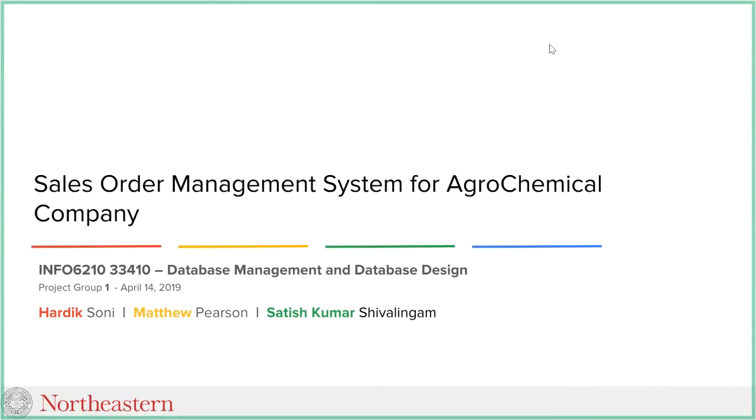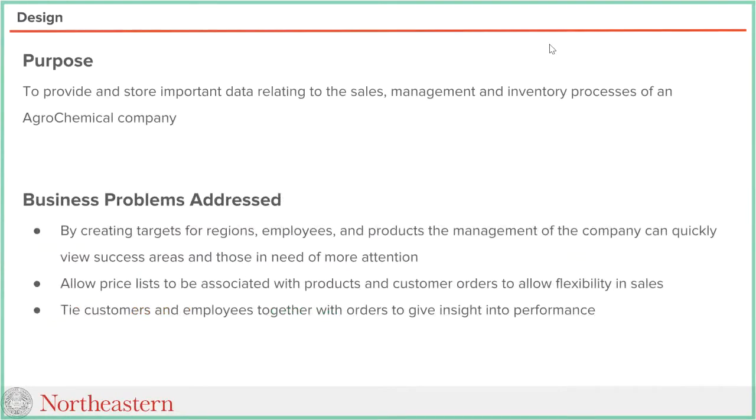I am Hardik Soni. I'll be talking about the sales order management system for an agrochemical company. So let me talk about the purpose of this particular system that we have. The purpose is to manage and store data of a typical sales order process within an agrochemical company, where the sales agent book orders for customer by specifying the suppliers, the shipment agency, and the price list in which the orders were sold.